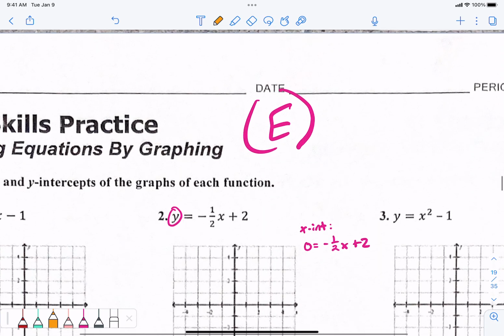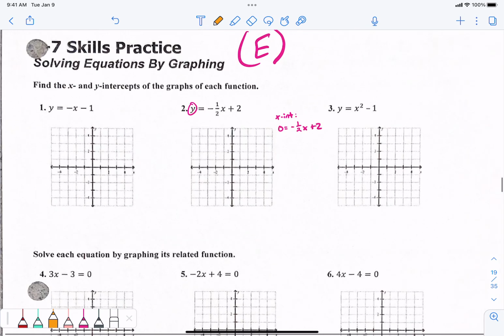All right, I'm going to give you your homework assignment. And I'm going to leave this up here. Skills practice is evens. The other side is all. Here you go. Skills practice is evens. The other side is all.